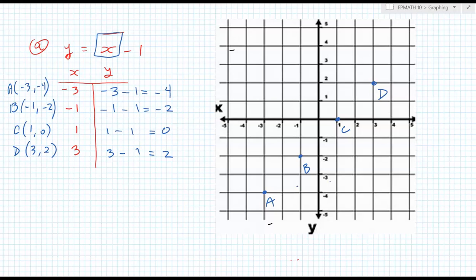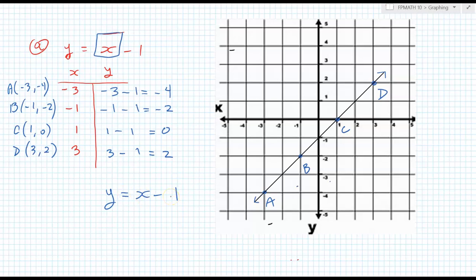All right, the next thing is, once you plot them, you are going to use a ruler or a straight edge and draw a very accurate and straight line through the 4 points that you just got. So go ahead and do that. Okay, so this is the line that you should get, and that is the line that is being represented by the equation y equals x minus 1.